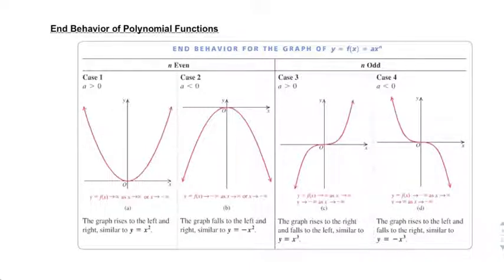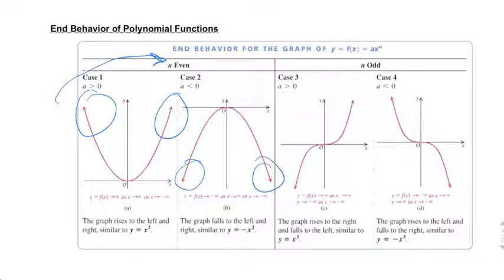If we look at these two on the left, notice that n, or our degree, is even. So when the degree is even, notice that the tails, here's one and here's the other, those go in the same direction, and for this case, those go in the same direction. So when the degree is even, they go in the same direction.